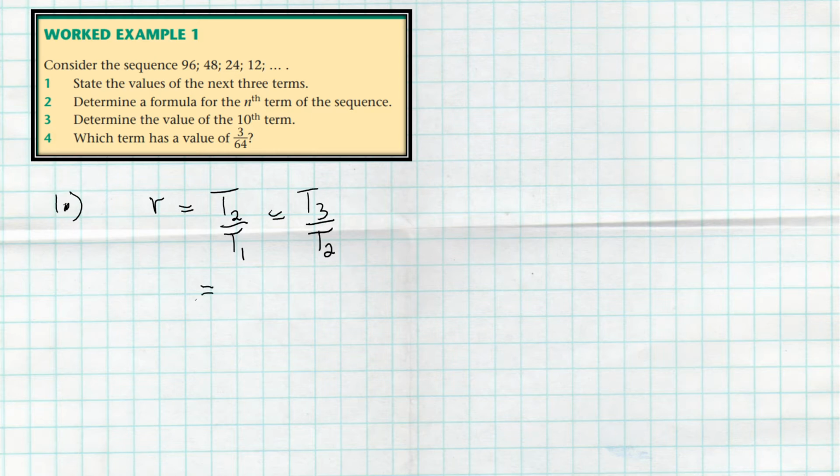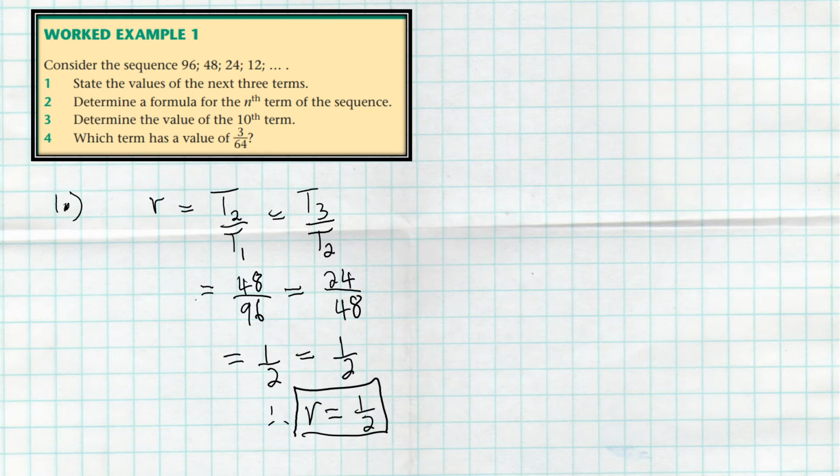So we're going to substitute them. Term number 2 is 48 divided by term number 1, which is 96. This must be the same as term number 3, 24, divided by 48. So 48 divided by 96 is 1 over 2. Now on the calculator, 24 divided by 48 is also 1 over 2. Therefore we can conclude the common ratio is 1 over 2.